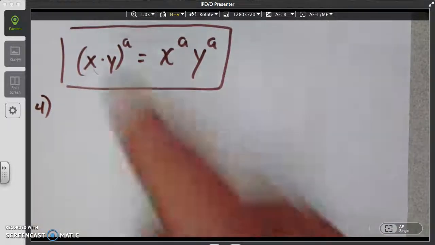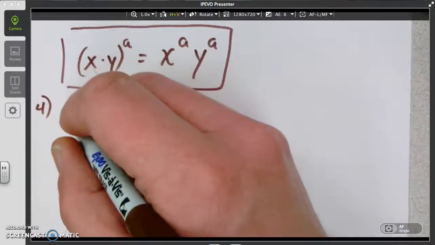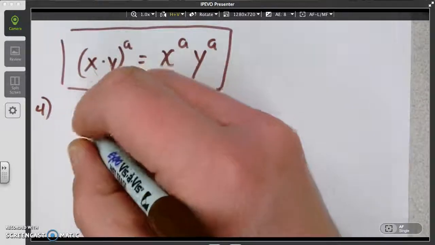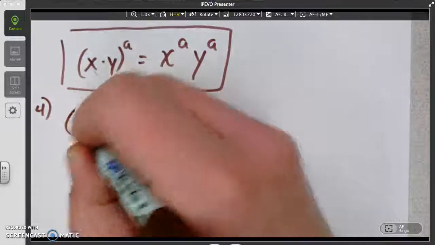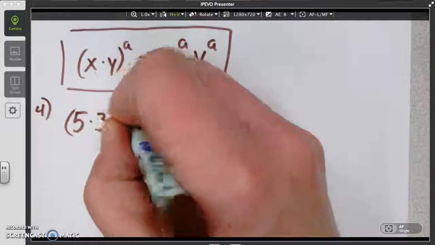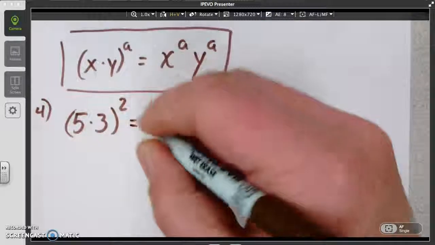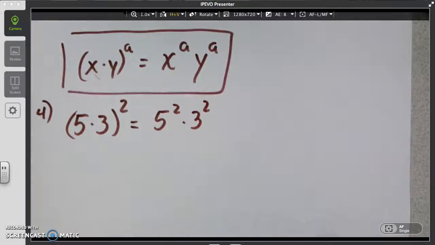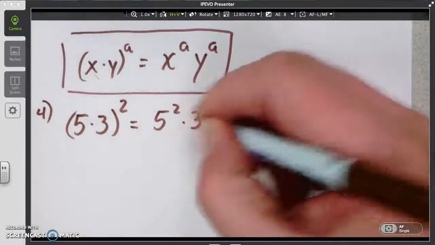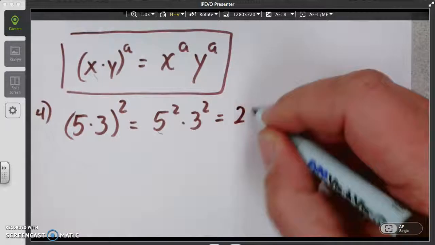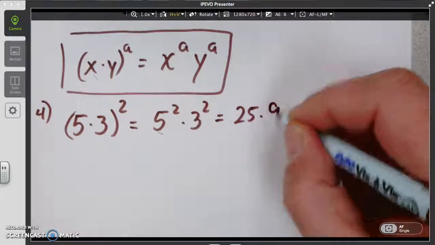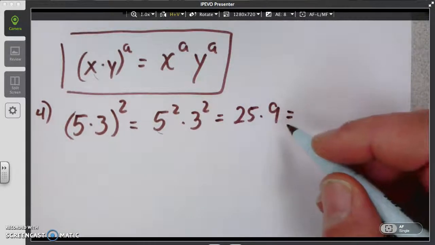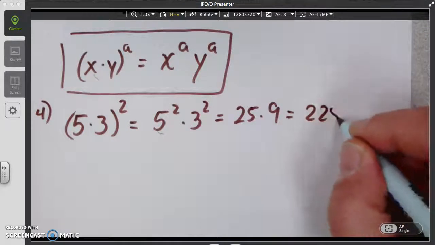But again, let's do this with numbers. Let's say it's 5 times 3 to the second. What this is saying is you can do that as 5 to the second and 3 to the second. Which, if you wanted to, we'd say, okay, that's 25, and that's 9. So that's 225.